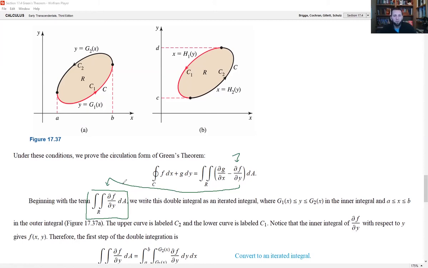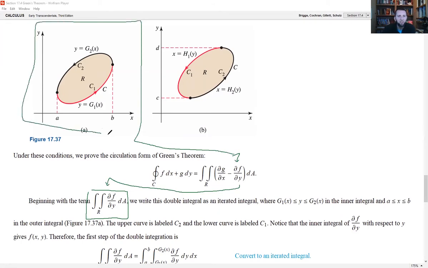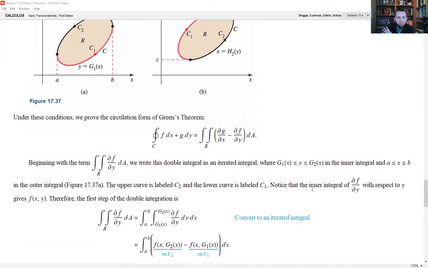So we write this double integral as an iterated integral. So we're coming from this picture here on the left, where g1 of x is less than or equal to y is less than or equal to g2 of x. So we're stuck in between this lower and upper curve in the integrals between a and b. Notice that the inner integral of the partial of f with respect to y gives the antiderivative f of x, y. So this is kind of a key result.